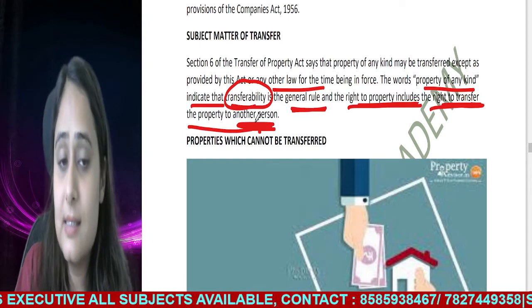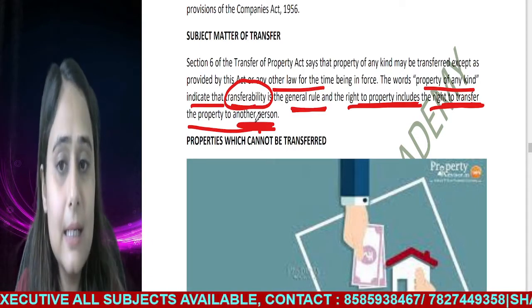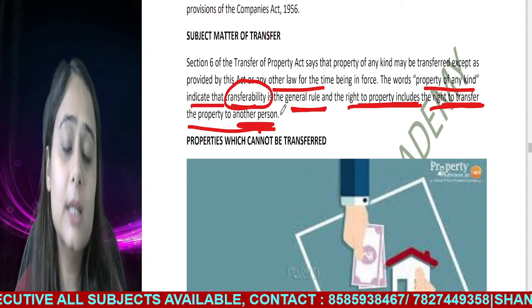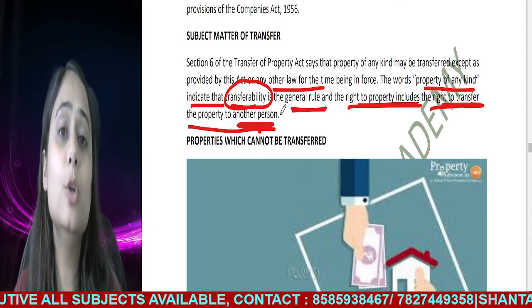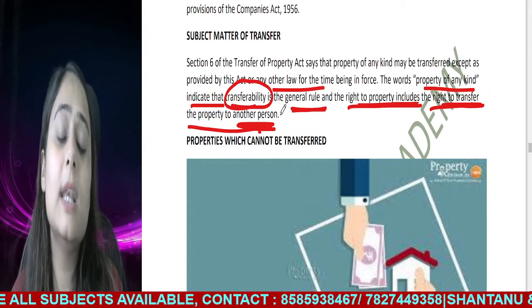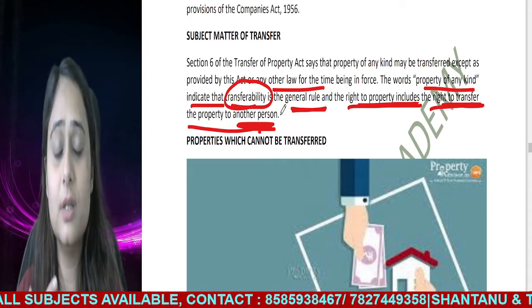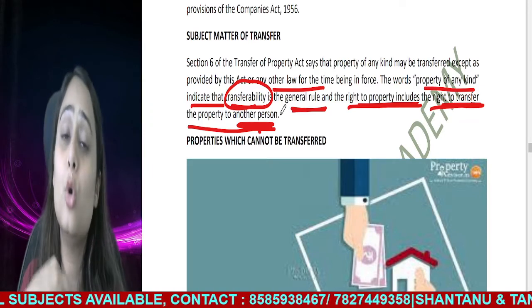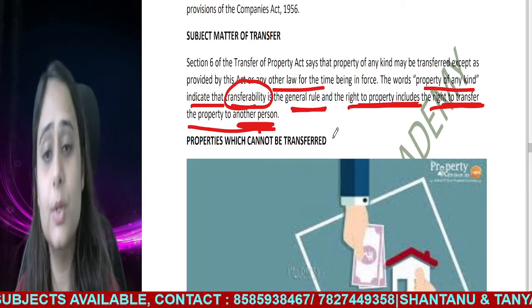So it states that property of any kind indicates that transferability is the general rule, and the right to property includes the right to transfer the property to another person. The person should have the right, the ownership, to transfer it to another person.